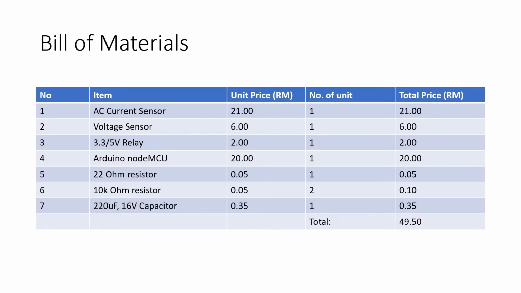Alright, so let's look at our bill of materials. We can see that the total cost for one set of our product is around 50 ringgit. And for the non-MCU, although it's 20 ringgit, it is possible for us to add on more relays. For example, if we have multiple devices near each other and we want to add more relays, we only pay for a few relays and can use them for more devices.